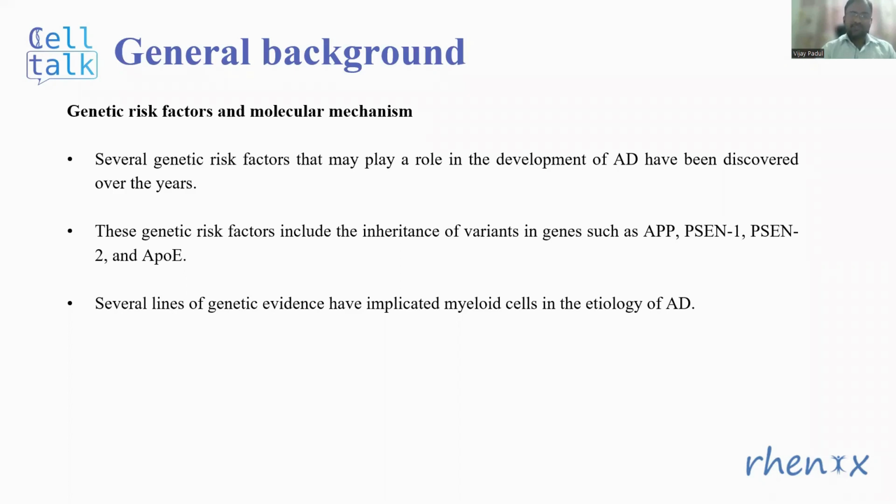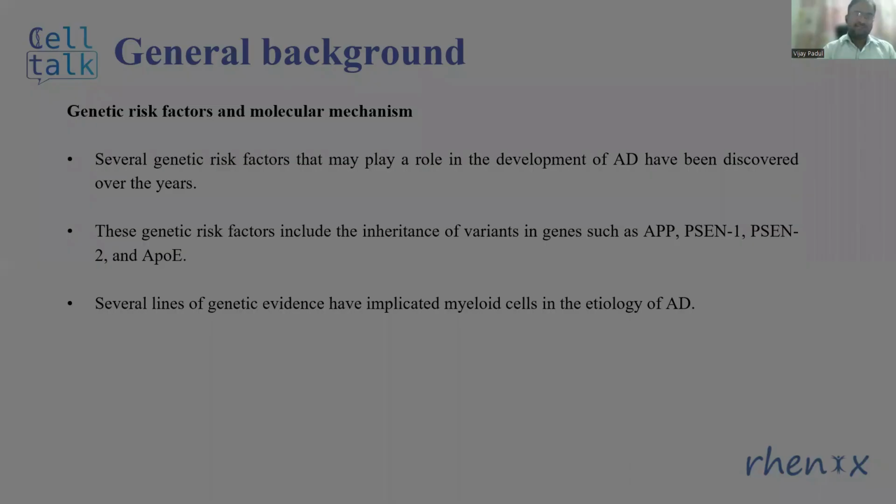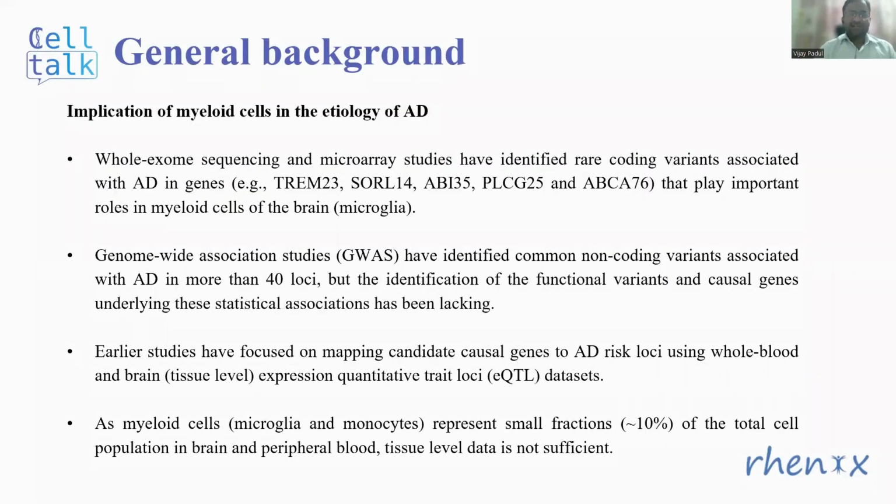Myeloid cells are the immune cells that are on the myeloid side of the development. That includes basophils, neutrophils, microglia, macrophages, etc. So there is evidence that in the brain, these cells may have some role to play in the etiology of the Alzheimer's disease. Now, how are these myeloid cells implicated in the etiology of the Alzheimer's disease? So whole exome sequencing has identified many coding variants associated with the Alzheimer's disease, that is TREM2, SORL1, ABI3, and other genes, and they play an important role in the myeloid cells of the brain, that is microglia.